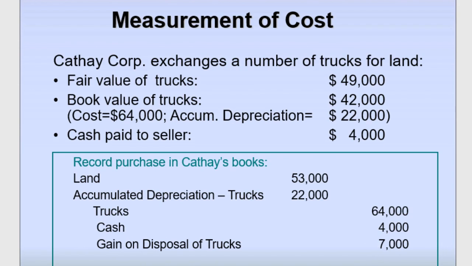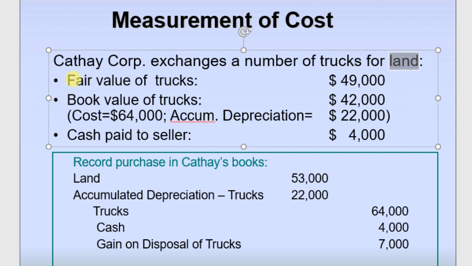So let's do another one. Now, you'll notice that in this particular example, we have a number of used trucks, and we're exchanging used trucks for land. These are very different assets. Again, there is no way that your cash flow from using these assets is the same thing. The amount will be different, the risk will be different, the timing will be different. So this transaction does have commercial substance.